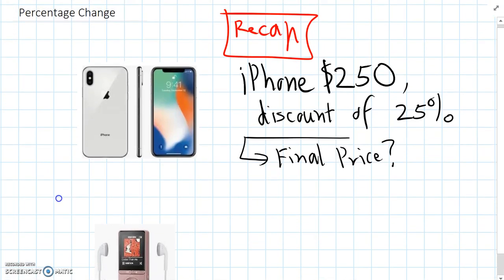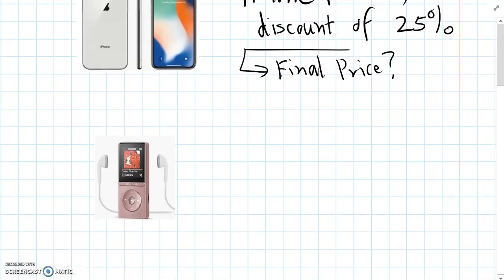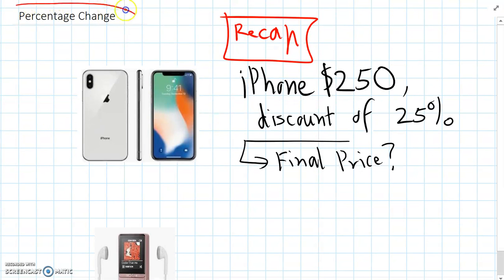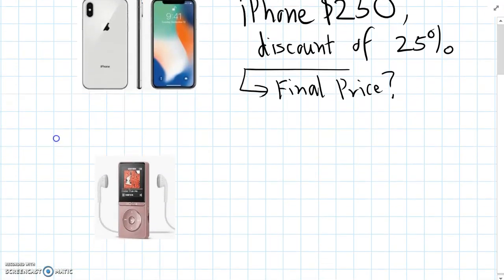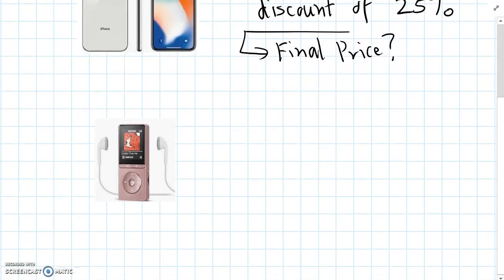But in this video, sometimes you know the final price, but you don't know what the percentage discount is. So in this video, we want to practice how you work out that change in the percentage. And the example we'll look at here is an old MP3 player.